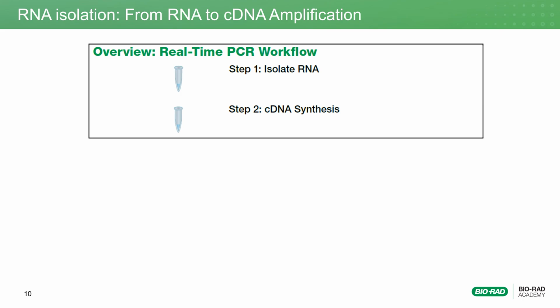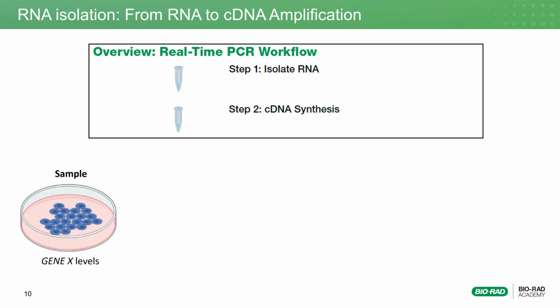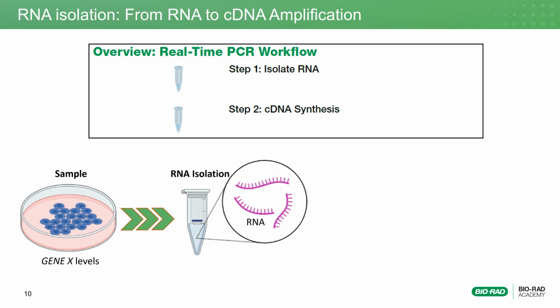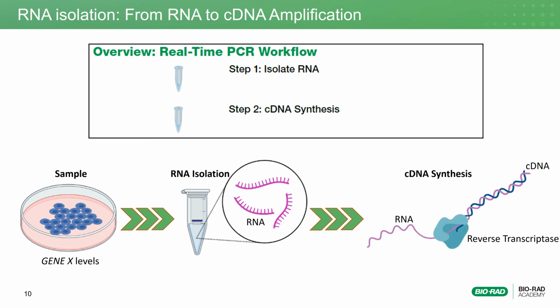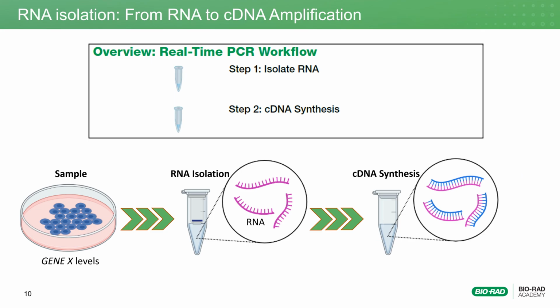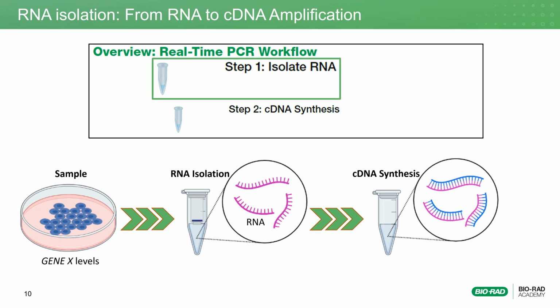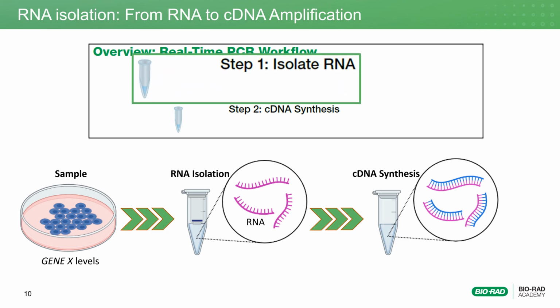To visualize these first two steps, let's imagine a scientist attempting to investigate a cell line for gene X expression levels. The sample of the cells would first be used to harvest or isolate the desired collection of RNA biotypes. Then, the scientist would use the RNA to generate cDNA for downstream amplification steps. Before getting any further, let's pause and examine step 1, isolating RNA.